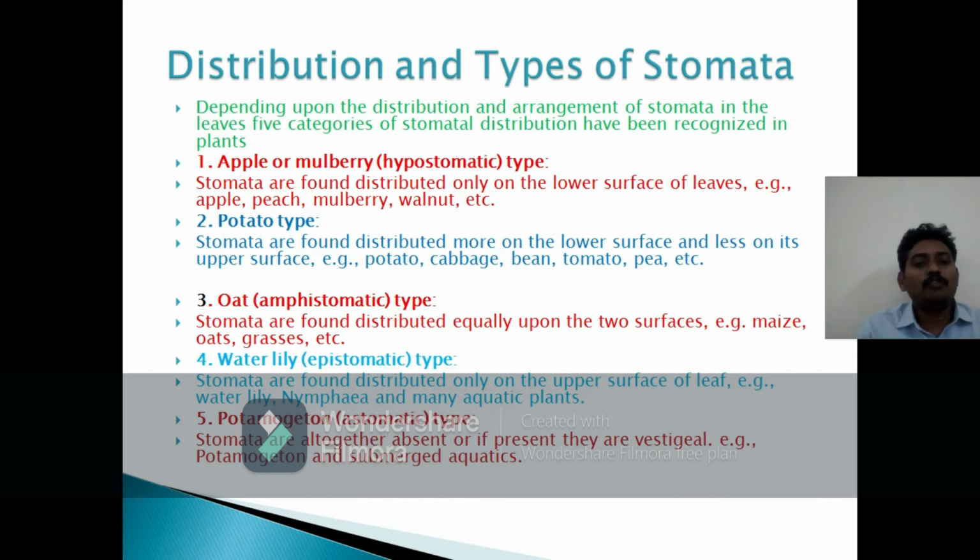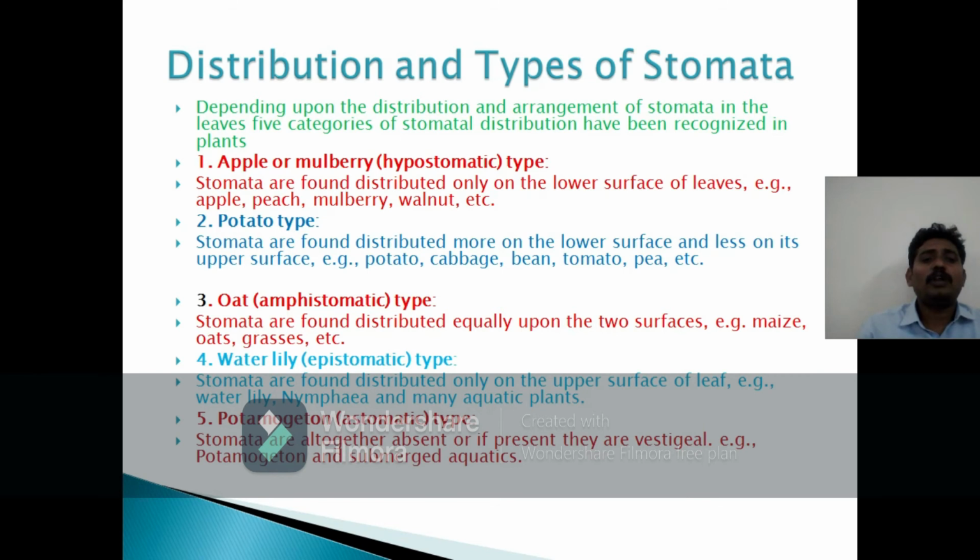The third one is the wart type, also called the amphistomatic type of stomata. In this type, the stomata are distributed equally on the two surfaces, upper and lower, that is, adaxial as well as abaxial. Examples are maize, oats and grasses, where we find an equal amount of stomata distributed on both the upper and lower surfaces of the leaf.